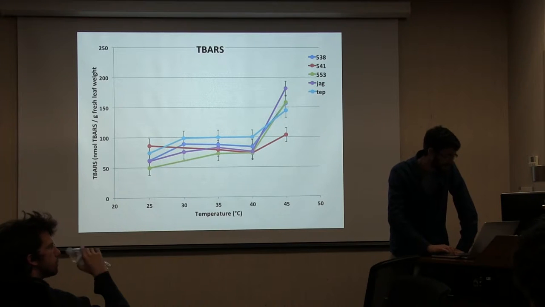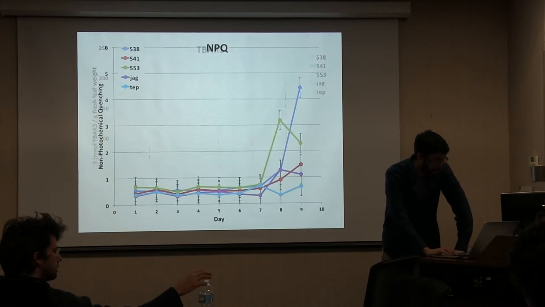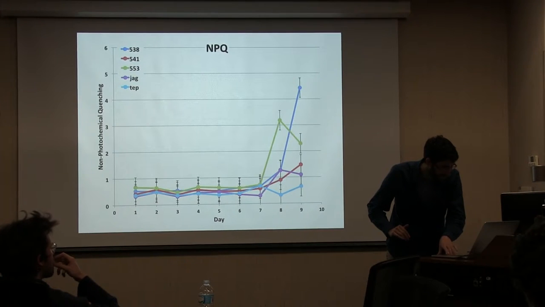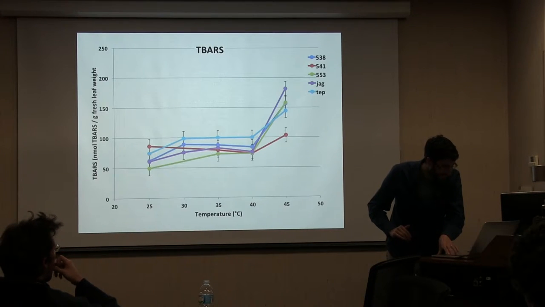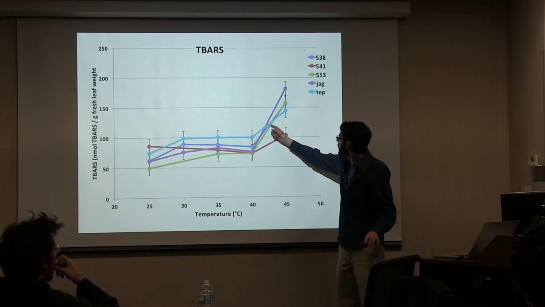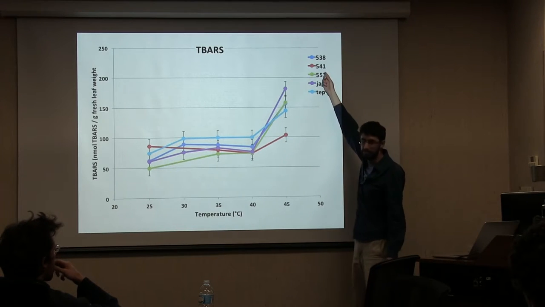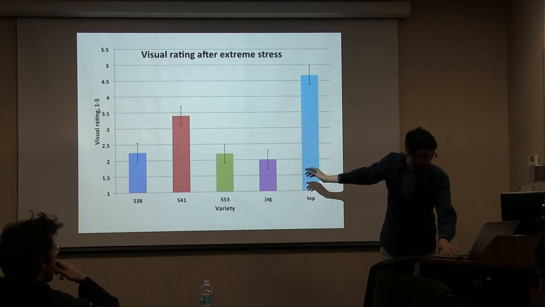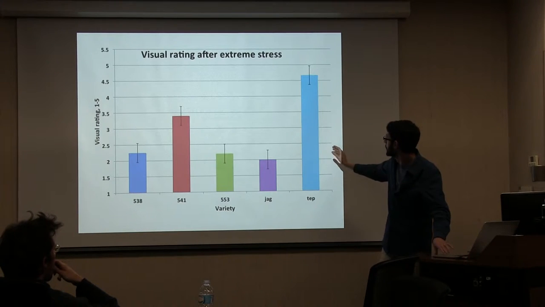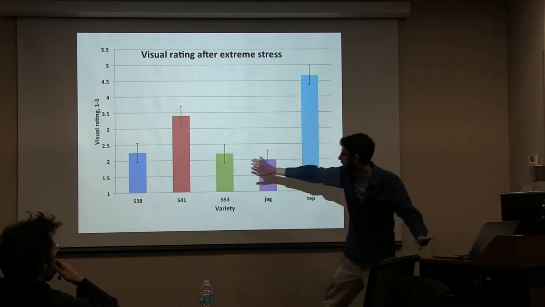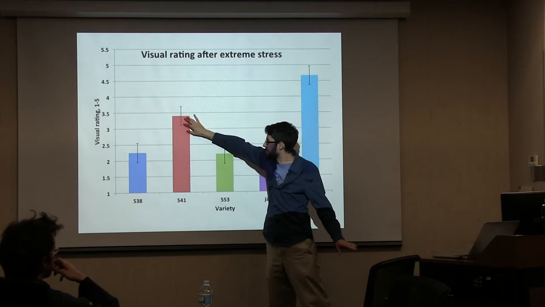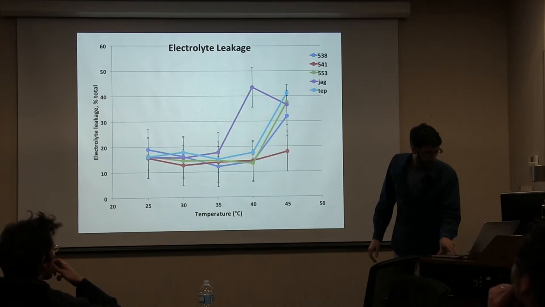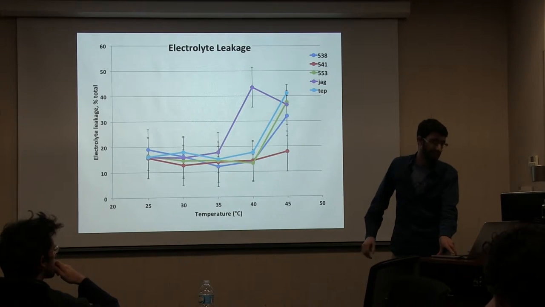Yeah, and that was interesting too. You see, I tried to keep the colors constant, but I think they switched on me for these graphs. TEPRI here is represented in the light blue. Then you have this other genotype, 541, which isn't necessarily particularly tolerant, but it's not bad. So for this experiment, it actually did pretty well compared to the other genotypes we tested. And we think that's because it might have different mechanisms.